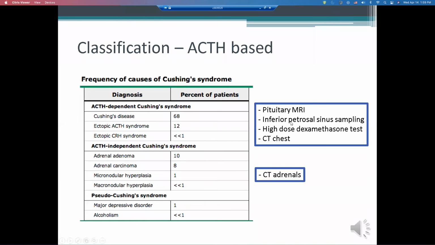And I'm going to show you something about it later on. So you can do a pituitary MRI to look for a tumor. You can do a CT chest to look for a chest tumor, to try to distinguish between these 2 types of ACTH-dependent Cushing. CT adrenals is for non-ACTH-dependent Cushing.